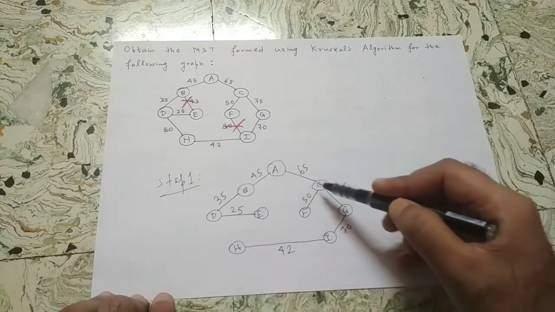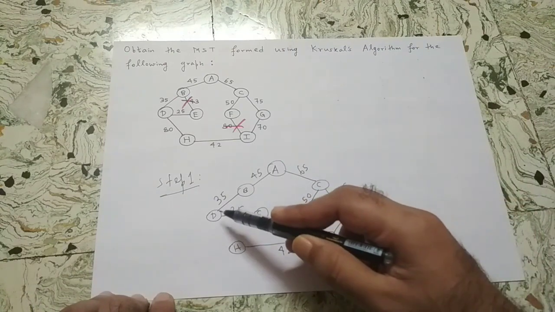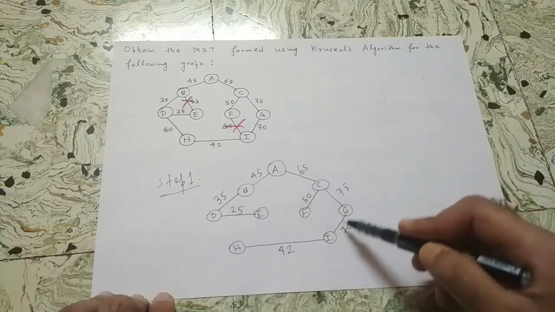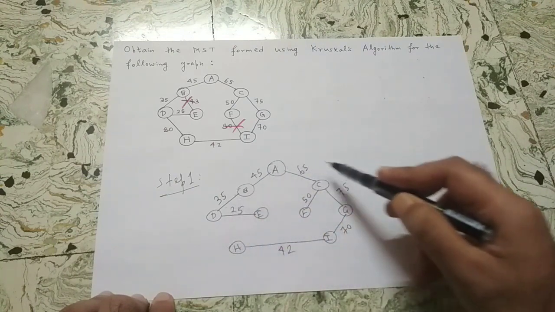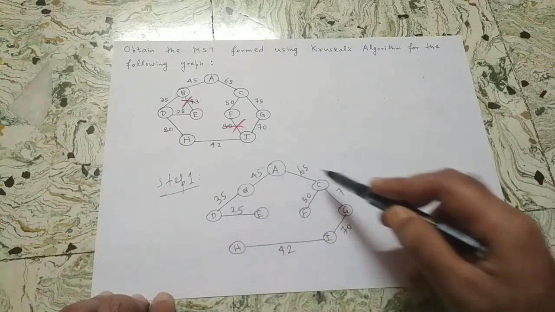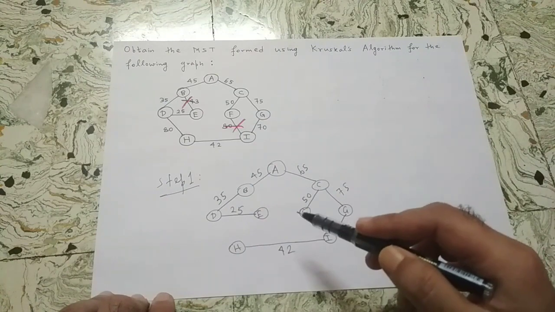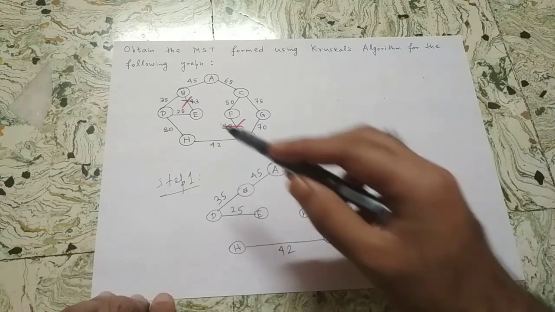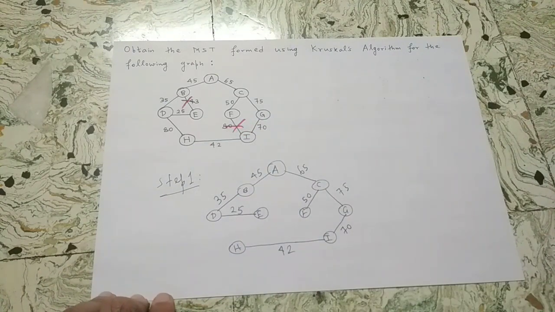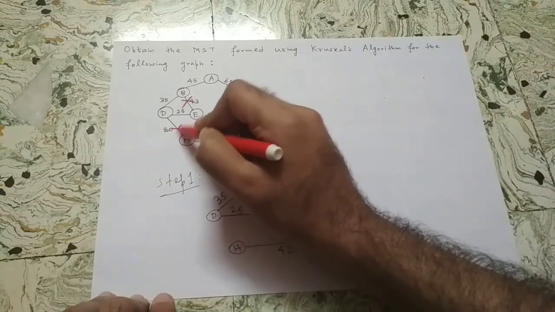The closed figure will be A, C, G, I, H, D, B, A. The vertices making up the border of this figure will form a closed figure. As a result, it will lead to a cycle. So I cannot include this edge either. So I cannot include the edge having a weight 80.